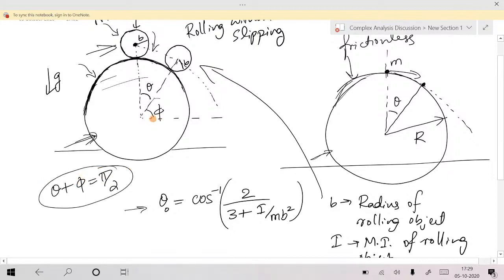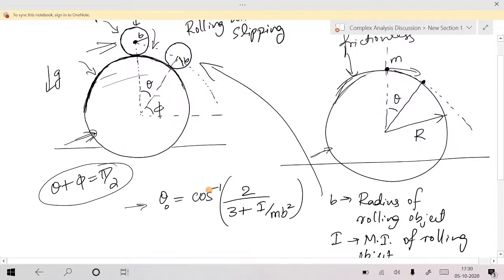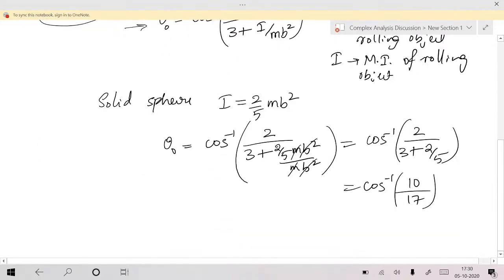They may define the angle with respect to horizontal. What is that? The angle between the horizontal line and the line joining the center of this one to the center of mass, the angle at which it is going to leave. They may ask with respect to this angle also. Be careful. Once you find theta, you can find phi here. Again this theta naught is equal to cos inverse of 10 by 17.